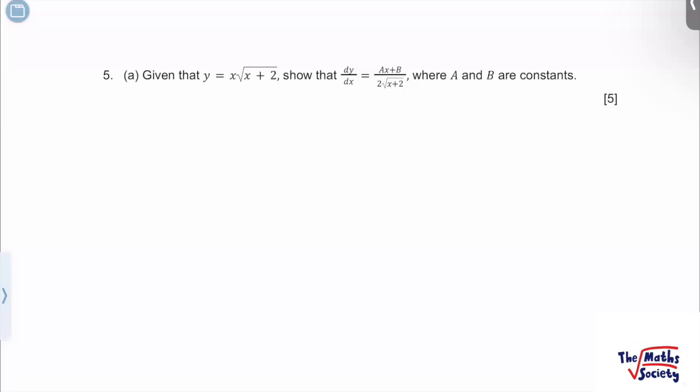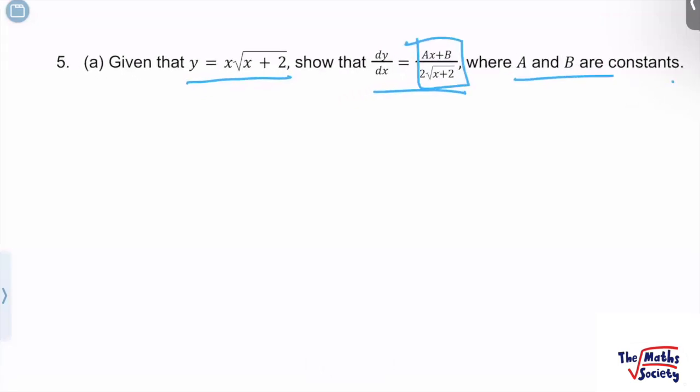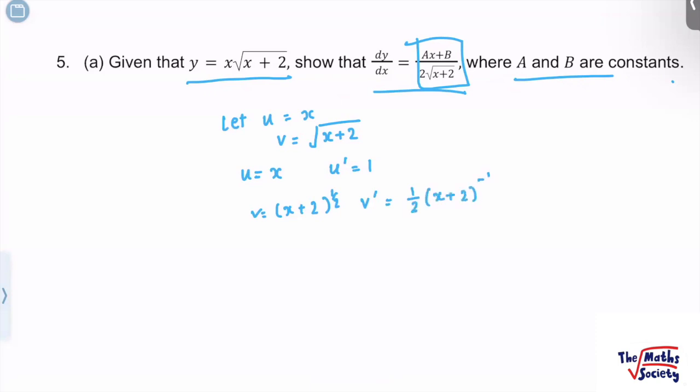It's given that y equals x root x plus 2. Show that dy by dx is in this format, where a and b are constants. So we know that it's following the same format. We're going to have let u equal x, and then v equal root x plus 2. u is equal to x, so u prime is just going to be 1. v equals x plus 2, the whole power half, so v prime is just going to be half x plus 2 to the minus half.